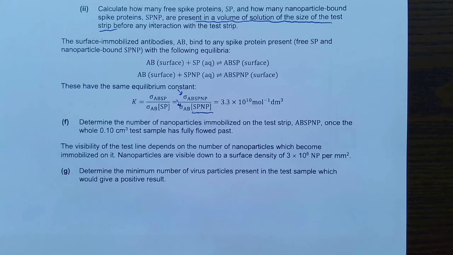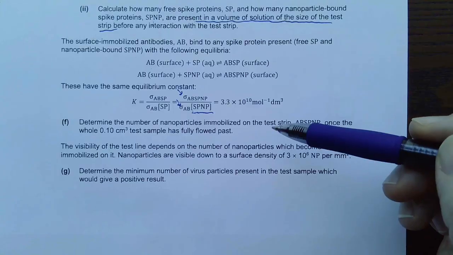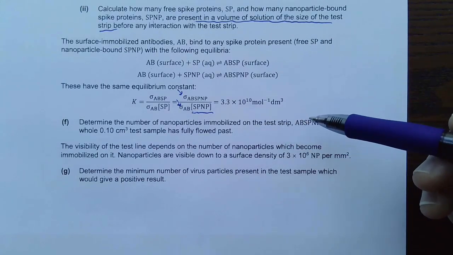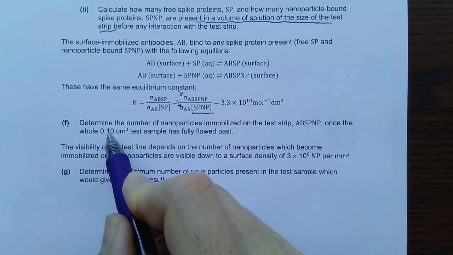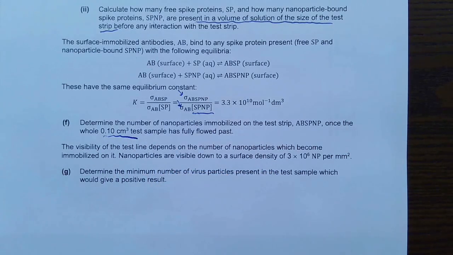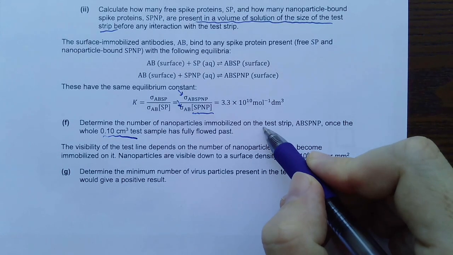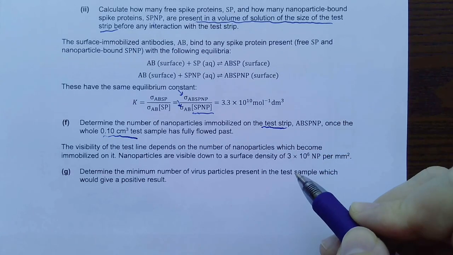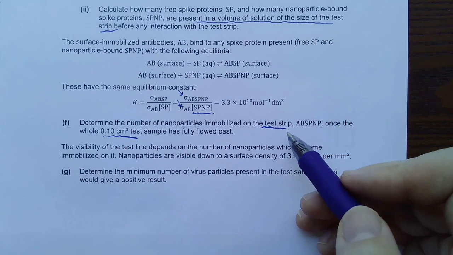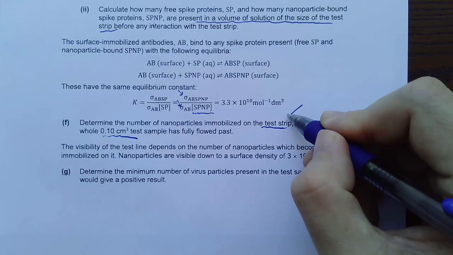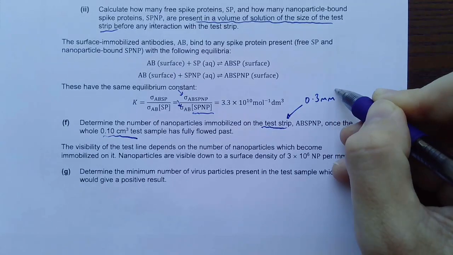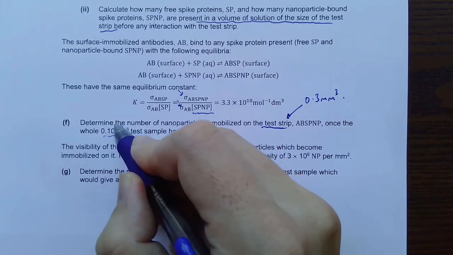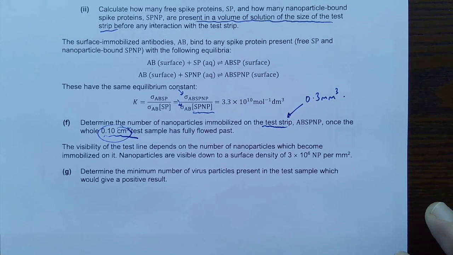Now the second thing, and this is honestly the level of complexity in this question. I think the questions they make are great, but this one just went a little bit too far. The problem is, you're given the whole 0.1 centimeter cube test sample, but we're talking about on the test strip. So we've got the test sample and we've got the test strip. The volume of the test strip is 0.3 millimeters cubed. The volume of the test sample is 0.1 centimeters cubed. So that's also worth bearing in mind.